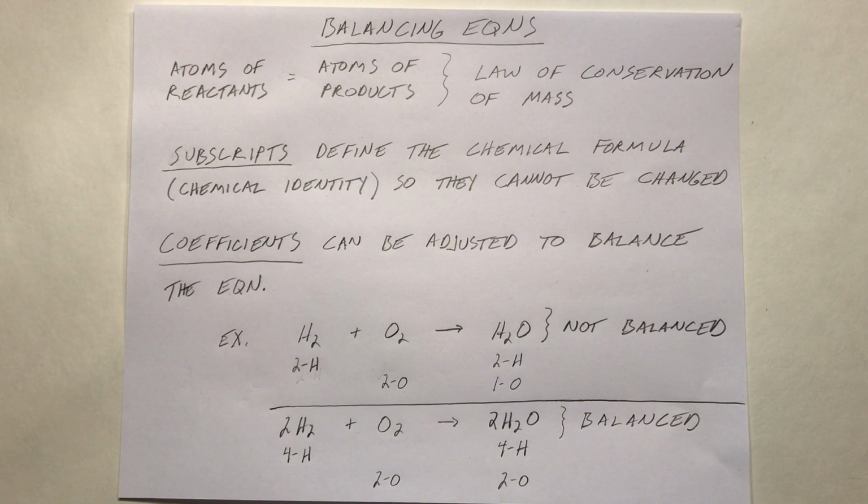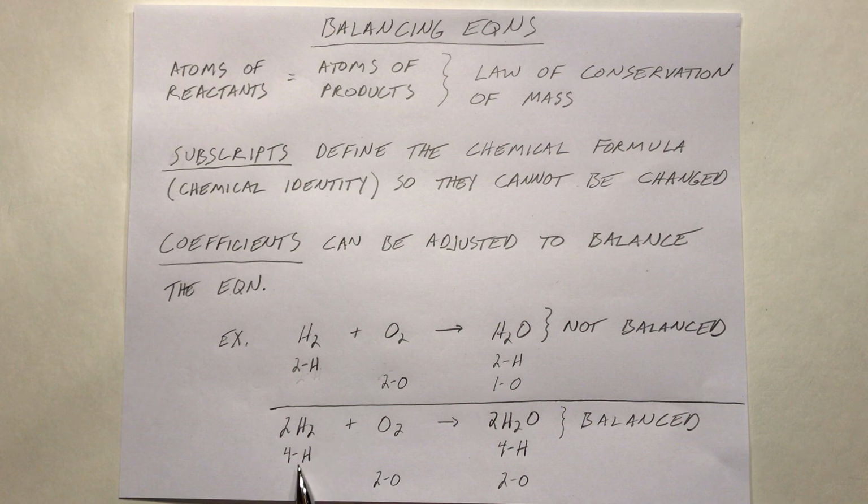To balance that equation, we can't just put a 2 here because it wouldn't be water anymore. H2O2 is actually hydrogen peroxide. Water and hydrogen peroxide are definitely not the same chemical. So you can't just change this by putting a 2 subscript. We can never change subscripts to balance equations. On the other hand, what we can do is change coefficients.